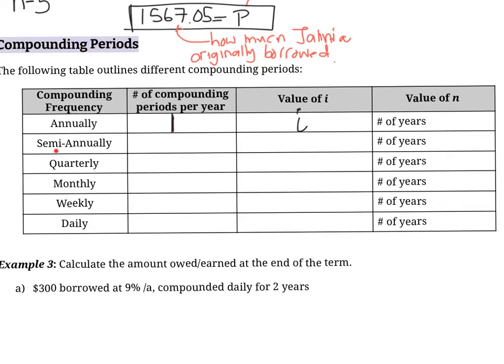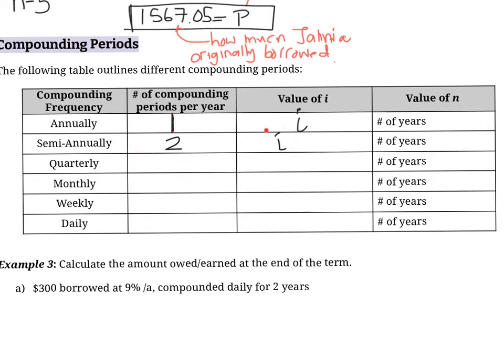But what if it was compounded semi-annually? That means that interest is charged to us multiple times a year. Semi-annually means that it's charged to us 2 times per year, so basically every 6 months. So every 6 months we get charged interest.